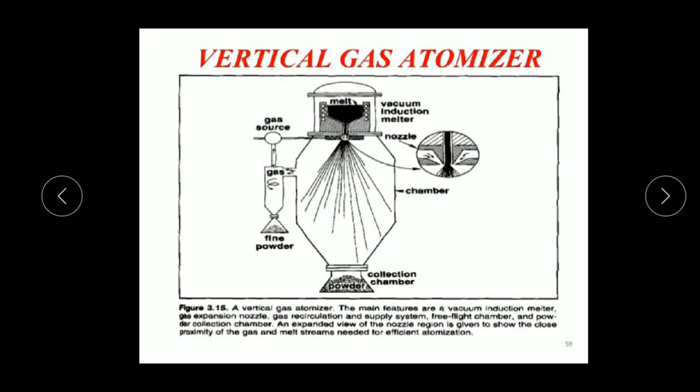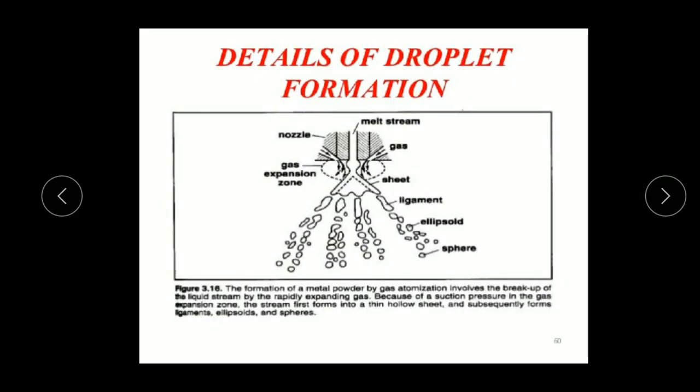Details of droplet formation. Dear students, as we can see in the image on the slide, this gives detailed information on how the particles are formed, which is also called the mechanism of formation of the particles. Here the molten metal is struck by the high pressurized gas. After that, the liquid metal turns into a sheet structure, and the sheet turns into ligaments. The ligaments form an ellipsoid, which is also called the coarse particle size. Finally we get spherical particles that are collected at the bottom of the chamber. Hope you understand, this is the mechanism of droplet formation.